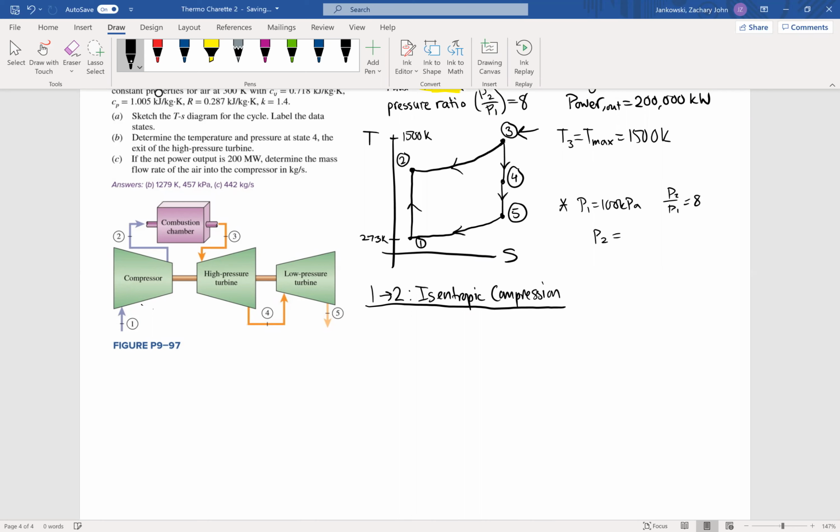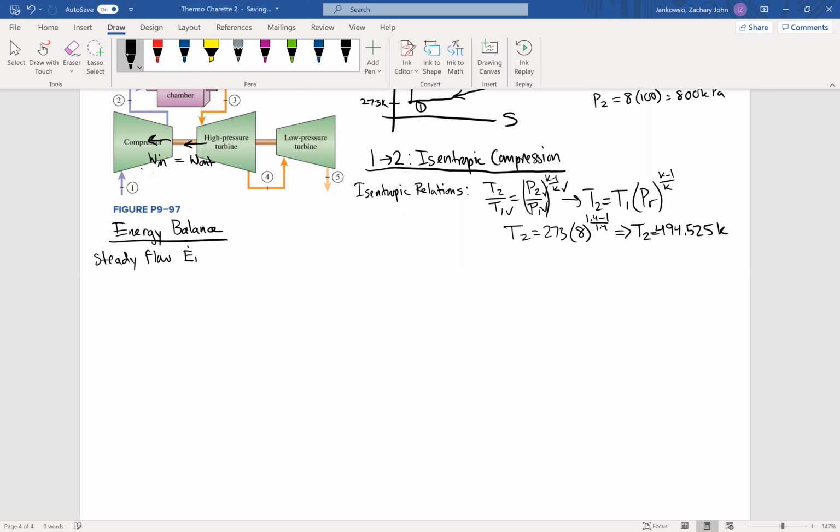Now, if we break this down into energy balance for these two states or two processes, we can relate a few of our values to get some other important values with this specific relation. So additionally, noting that we are at steady flow, we can say that our E dot in is equal to our E dot out for any stage during this process.